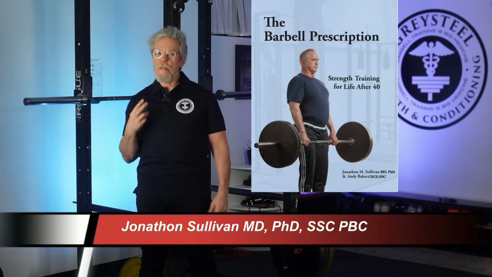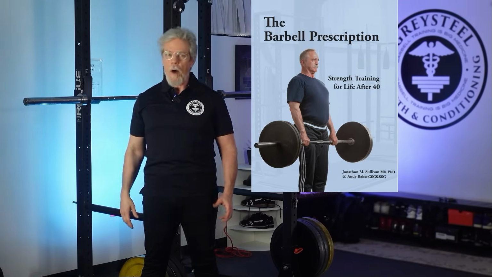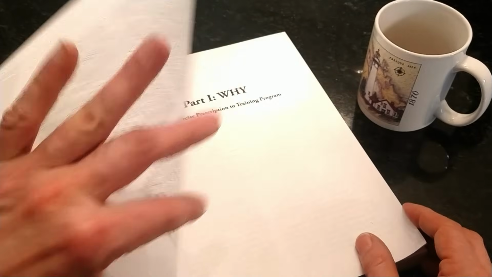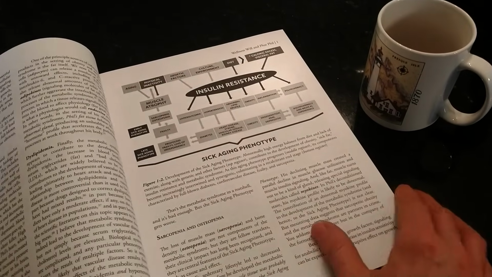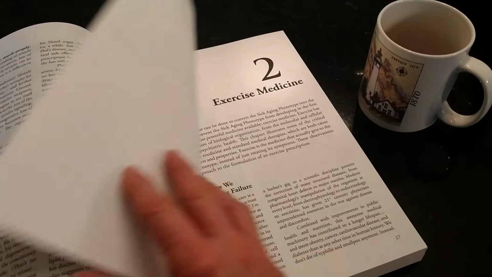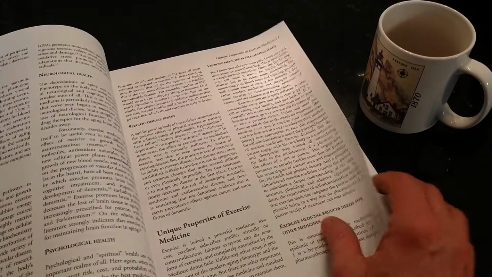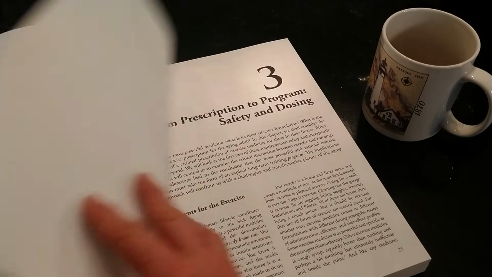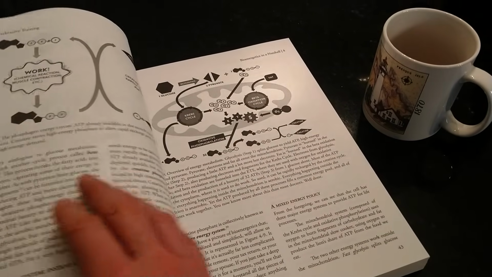And the barbell prescription has three major divisions: the why, the what, and the how. In the first division, I lay out the theoretical foundations. This includes examination of the sick aging phenotype, the power of exercise medicine, and why strength training with barbells is the most powerful formulation and route of administration of exercise medicine for aging adults.